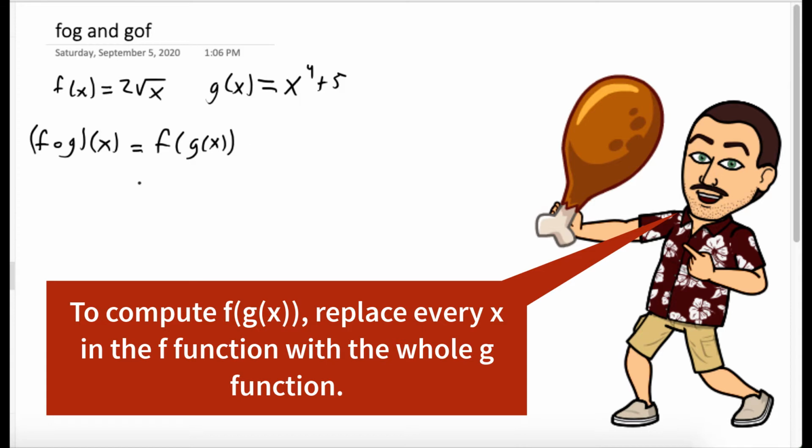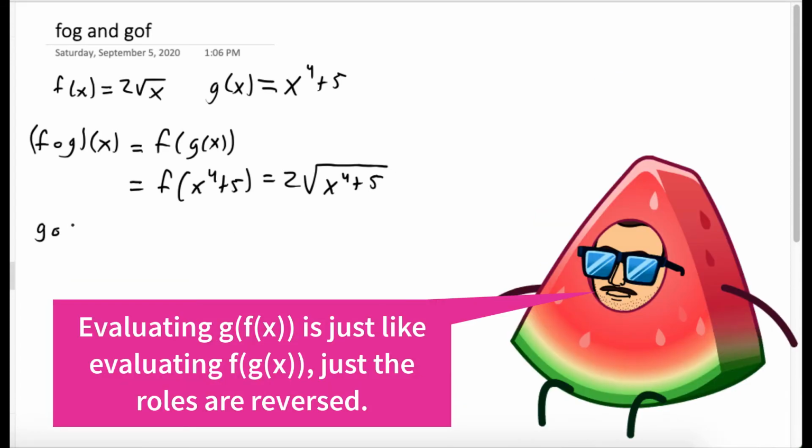So everywhere we see an x in our f of x expression, we're going to replace it with x to the fourth plus 5. Okay, so what that's going to look like is just 2 times the square root of, and now we'll replace the x with x to the fourth plus 5. And that's it. It's really that simple.